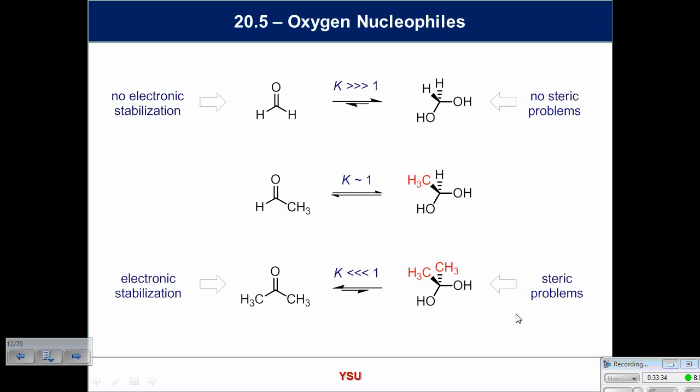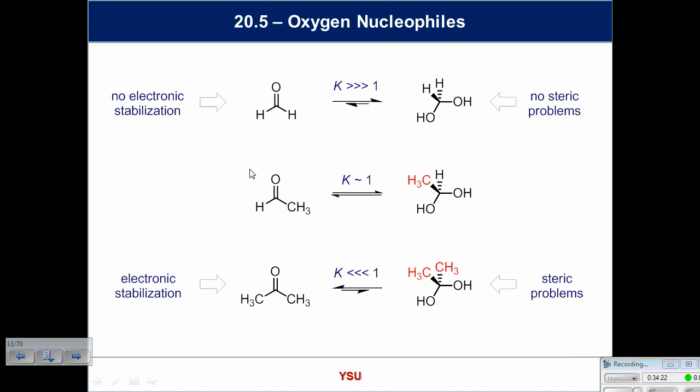So to think about these things, we have to be concerned with stability. Here are some experiments. If you take formaldehyde, as we just did, and you add water to it, it completely converts to the hydrate on the right. That's a fact. In this case, on the other slide, we said 99.9%. On this slide, we go back and say K is huge. The equilibrium constant is very much favored to the right-hand side.